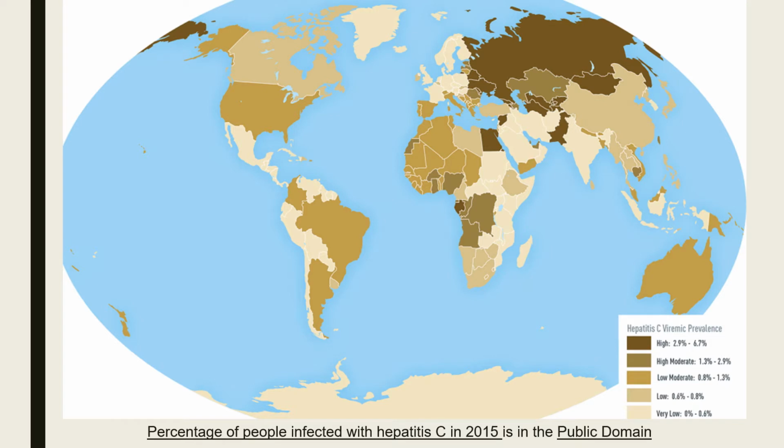HCV infection affects 1.6% of the world's population with a prevalence of 0.1 to 23% depending on the region. This map shows the percentage of people infected with HCV in 2015. Out of the 6 major genotypes described for HCV, the most common is genotype 1, which is responsible for 46% of all infections, followed by genotypes 3, 2, 4, and 6.